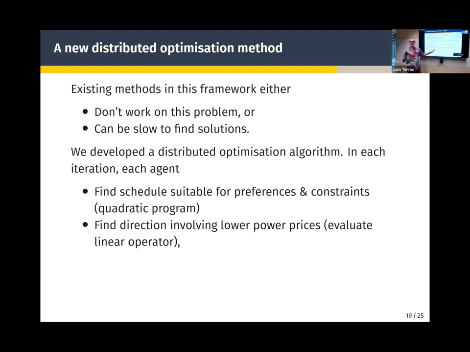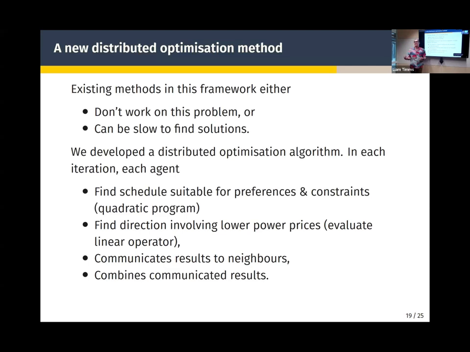And so this sounds a little bit like a gradient, or maybe a gradient descent. It involves some gradients, but it's not exactly a gradient, so it's a linear operator. But without technical details, we just want to find lower power prices, basically. So once we've done that, we're going to communicate the results of these problems to our neighbors, not the problems themselves, just the outputs. And then we are going to combine them, just addition, subtraction, multiplication by scalars.